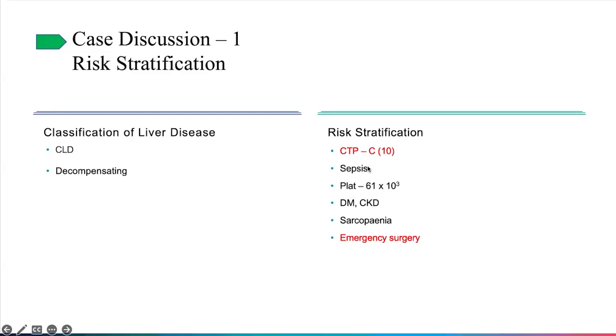He was not in septic shock, but the sepsis was there, and platelet count was 61,000, and type 2 diabetes, CKD, and the patient was sarcopenic, and this is an emergency surgery. So considering all these factors, this was a high-risk patient. But still, we had to go ahead because the patient presented with necrotizing fasciitis, which is a limb-threatening situation.